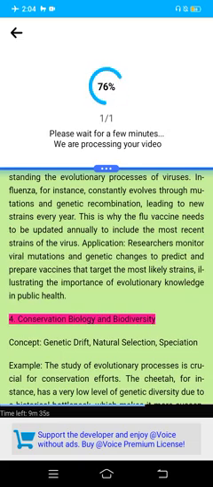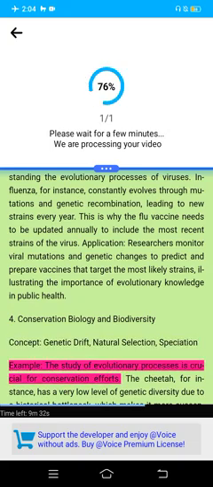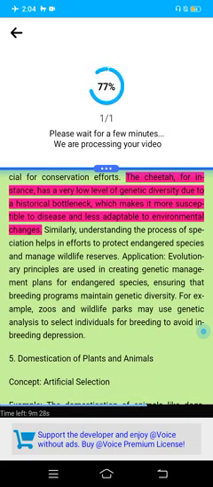4. Conservation biology and biodiversity. Concept: genetic drift, natural selection, speciation. Example: the study of evolutionary processes is crucial for conservation efforts. The cheetah, for instance, has a very low level of genetic diversity due to a historical bottleneck, which makes it more susceptible to disease and less adaptable to environmental changes.